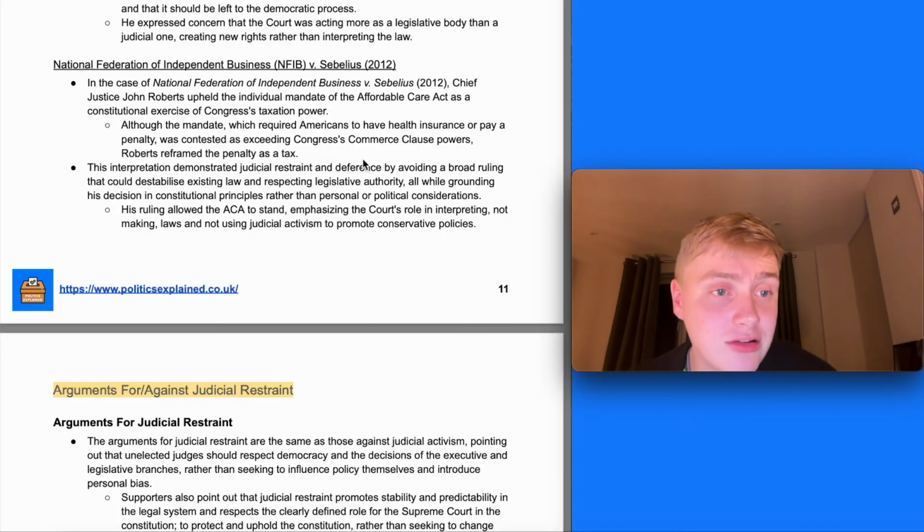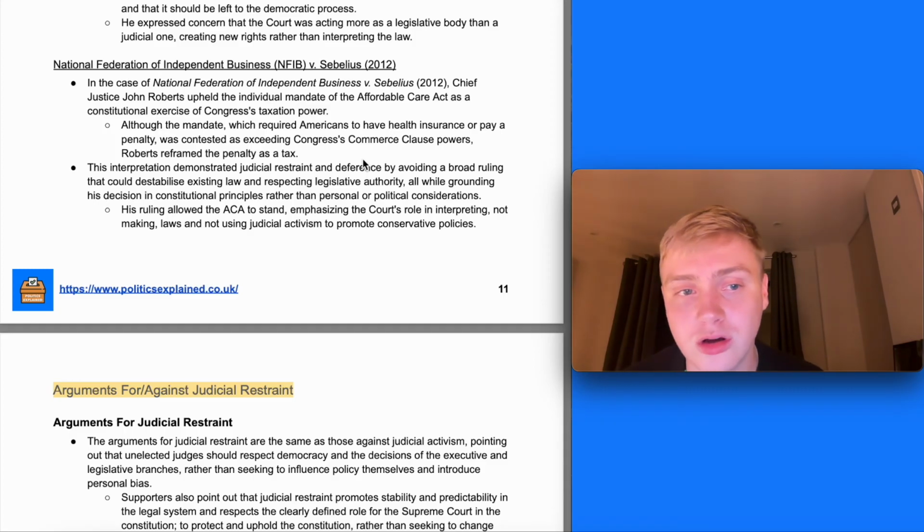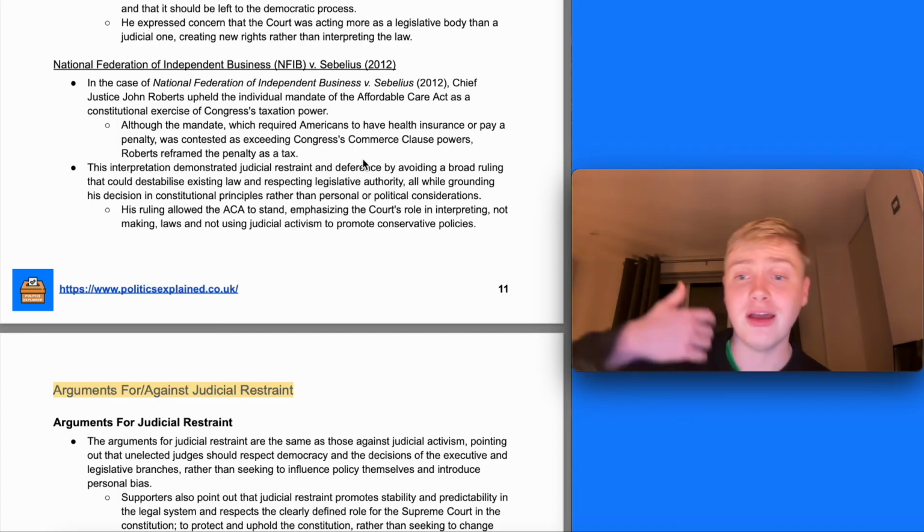So he grounded his decision in constitutional principles rather than personal political considerations, and it allowed the Affordable Care Act to stand, emphasising the court's role in interpreting, not making laws, and not using judicial activism to promote conservative policies. So there are a number of cases.